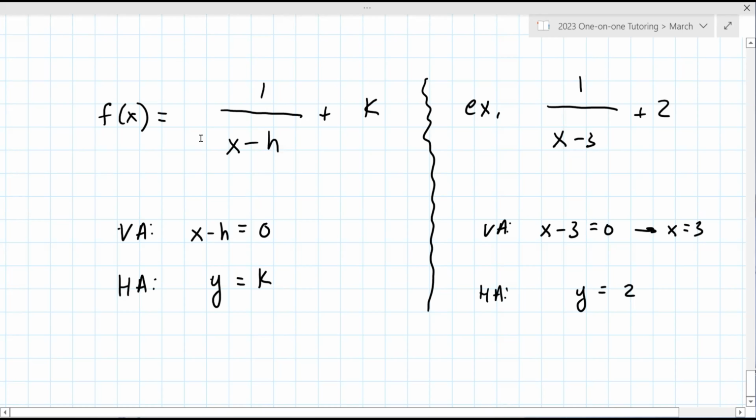So just, I want you to stare at this and make sure that you see the mapping. See that h is x equals 3, and k is y equals 2. You're setting the bottom equal to 0 for the vertical asymptote. For the horizontal, it's this other number off to the side there.